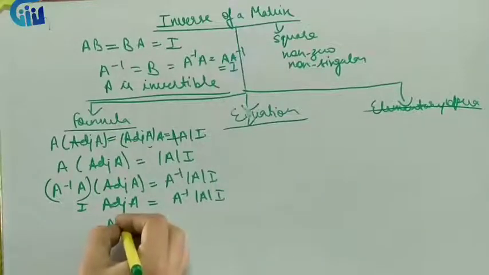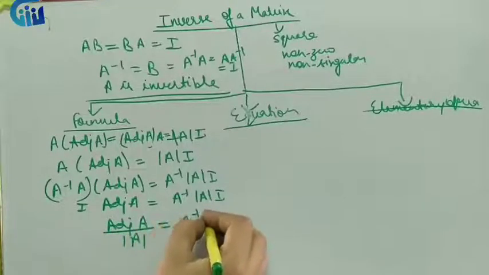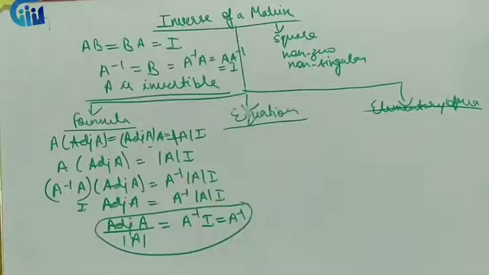So this can come to this side, so it will be adjoint A upon determinant of A is equal to A inverse into I, which is A inverse. Identity multiplied with any matrix gives us the same result. So what is A inverse? Adjoint A upon determinant of A. For this formula to exist, the determinant should be non-zero. So hence we said earlier also, inverse of a matrix exists only when we have a non-singular matrix. So by this formula we can find the inverse of a matrix. This formula we will use almost all the times unless it is specified in the question that we have to do by a particular method.